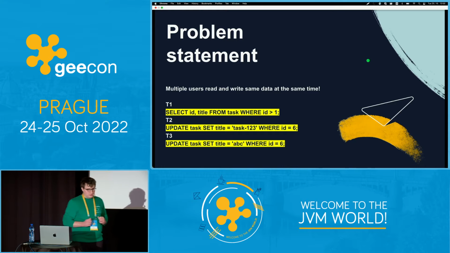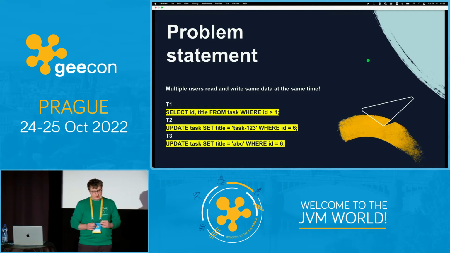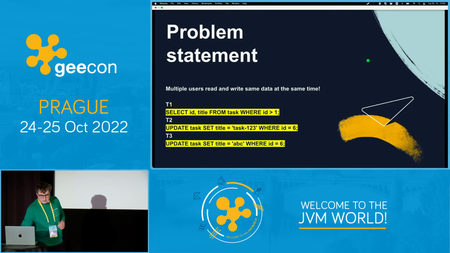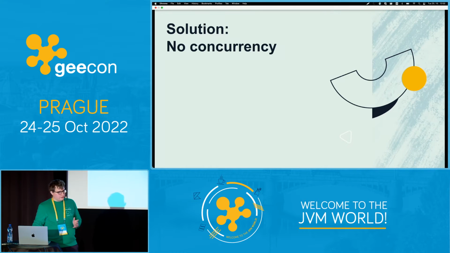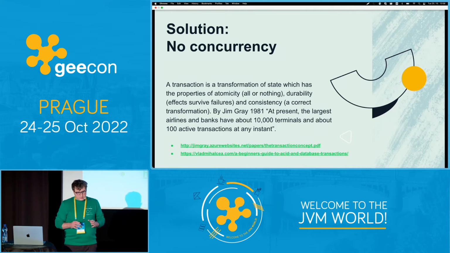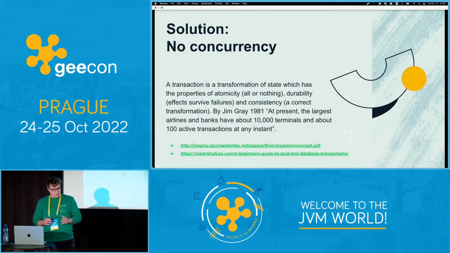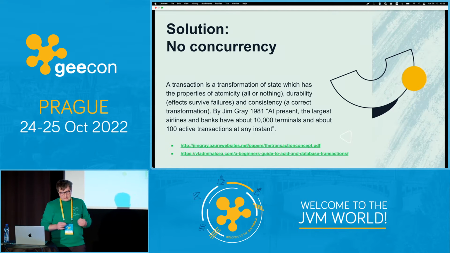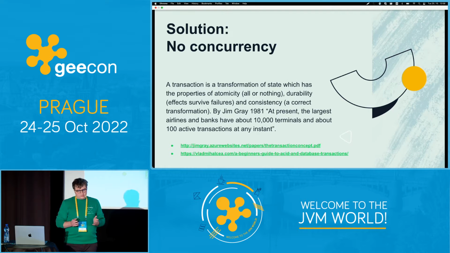So what is today's problem? We have multiple users that read and write the same data. One solution that is used: no concurrency. Originally, in 1981 and in those years, the amount of load was not as in today's world, and databases could execute transactions in sequential order. The reason is because they had, as this article says, 10,000 terminals with 100 active transactions at any instant. So the load wasn't huge. You could execute those transactions sequentially, and there were no problems.